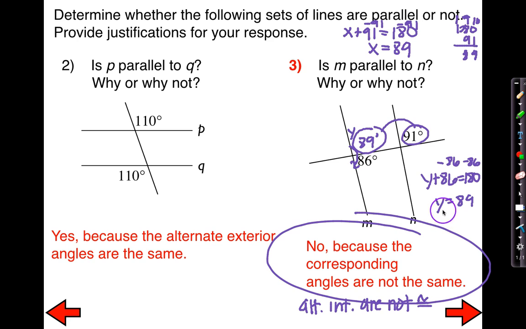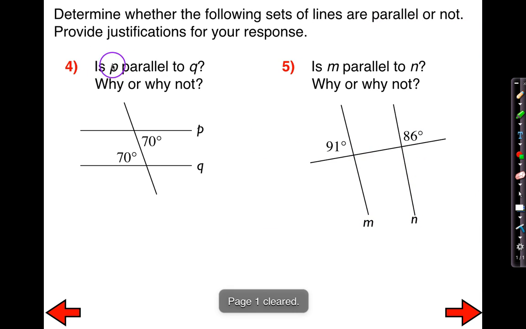They are not parallel. So please understand that one justification might be slightly different than another. Doesn't mean one is right or better than another. It just means there are multiple ways to get to the same conclusion. So now what I'd like you to do is go ahead and pause the video and try number 4 and 5 on your own. Are the lines parallel? Why or why not? Go.